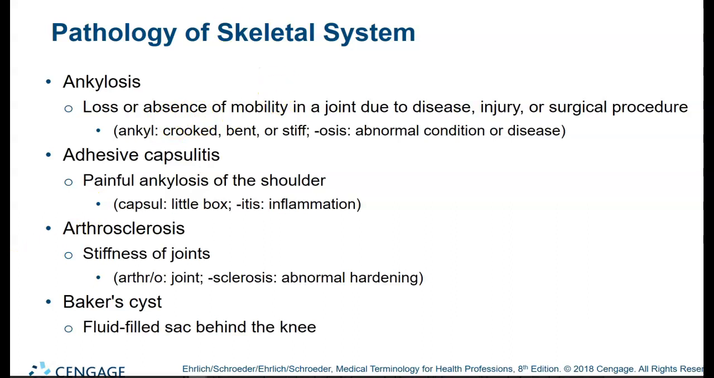There's a number of different pathologies in the skeletal system. I want you to be able to buzz through these and look at these. Ankylosis, again, is an abnormal condition of being crooked or bent. This is that loss of mobility due to a surgical procedure. We usually see somebody with their spine crooked, and they're not able to walk as well.